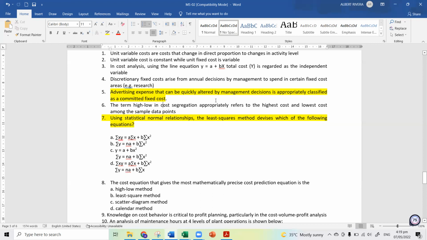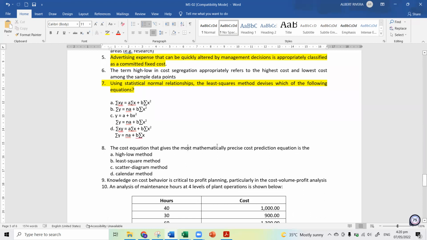The term high-low in cost segregation appropriately refers to the highest cost and the lowest cost among the sample data points. True or false? This was asked earlier in the chat box, Rian even asked about it. So what is the answer? False. What should it be? Highest and lowest activity. Okay?